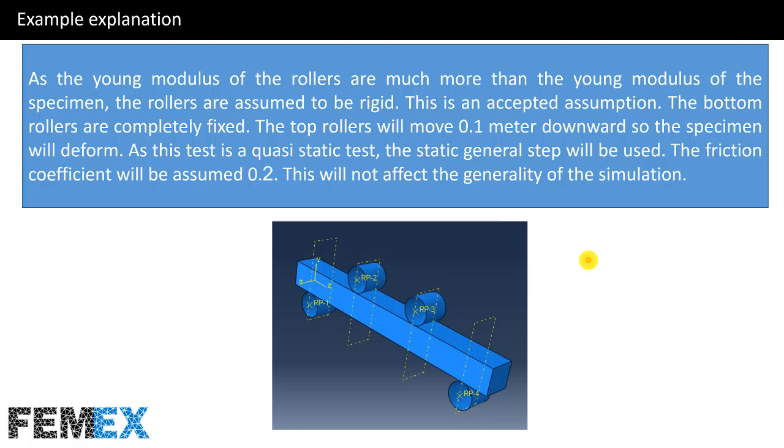As this test is a quasi-static test, the static general step will be used. The friction coefficient will be assumed 0.2. This will not affect the generality of the simulation. You can see the model of 4-point bending test in the Abaqus CAE. These are rollers, 4 rollers, and this is the steel bar.